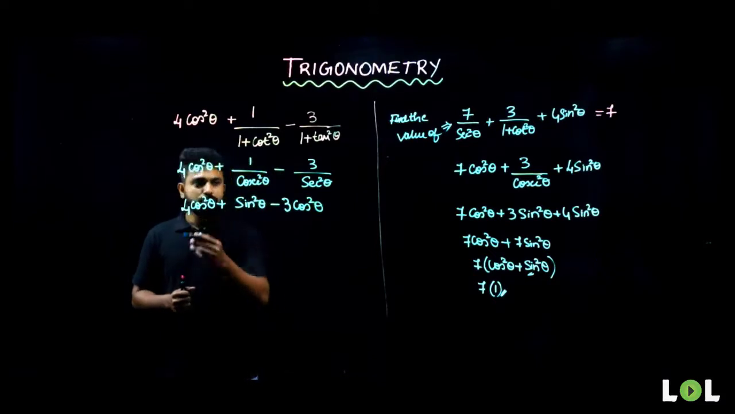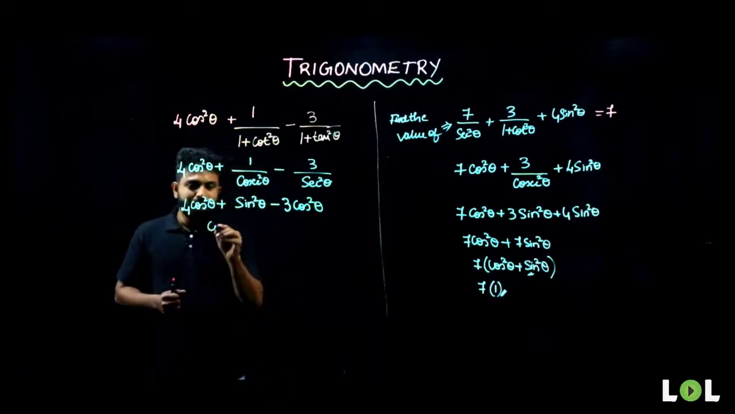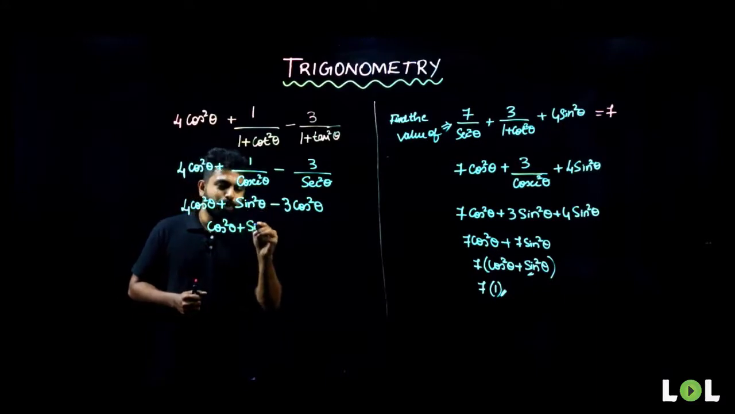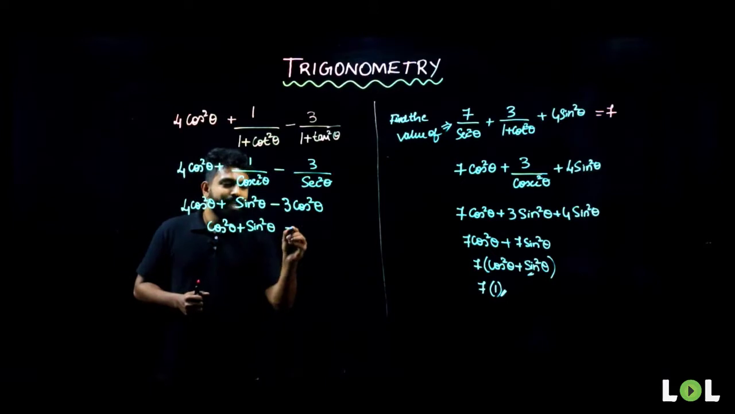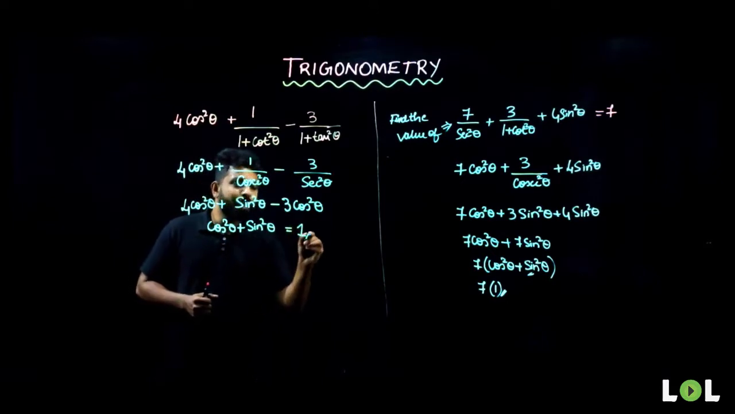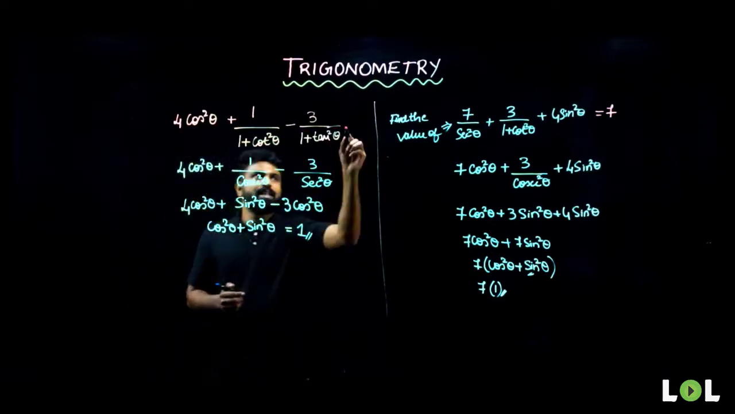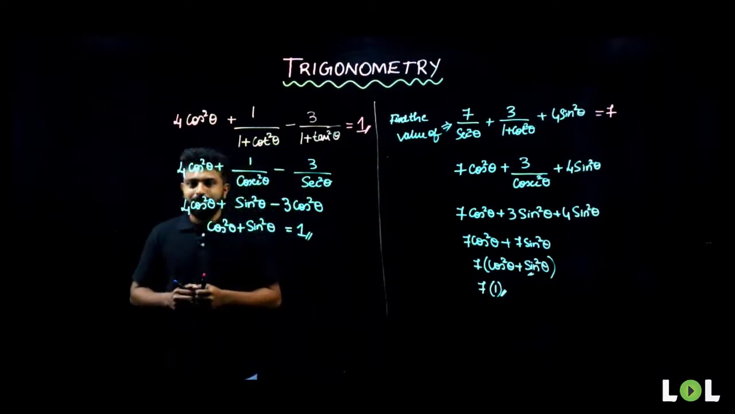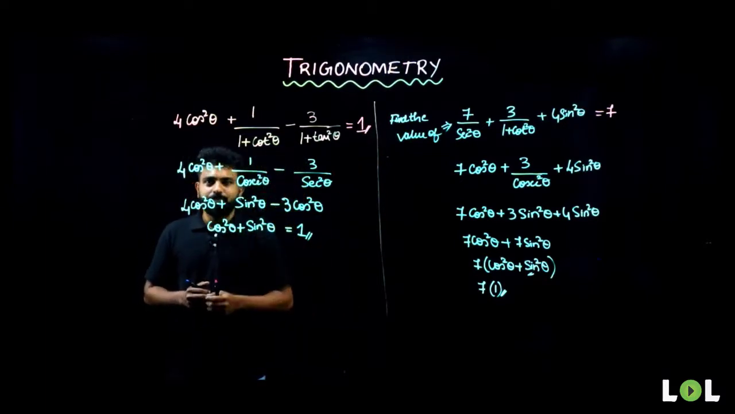So 4 cos square theta minus 3 cos square theta will be cos square theta plus sin square theta. Now what is the value of cos square theta plus sin square theta? It is nothing but 1. So the value of this entire thing will be equal to 1. Am I clear, people? This was very easy. If you have understood this, let us look at our next type of questions that can be asked.